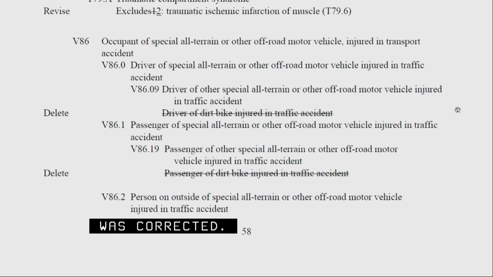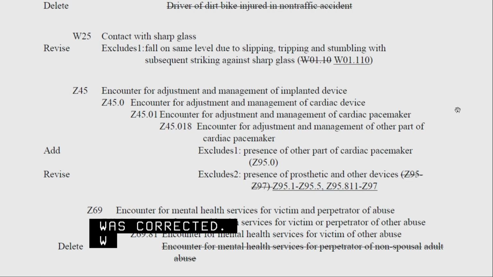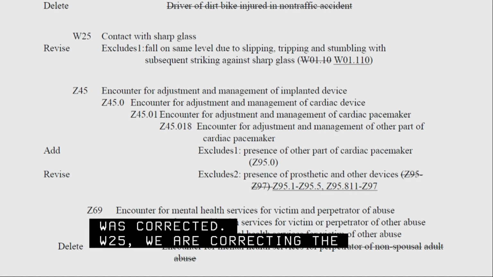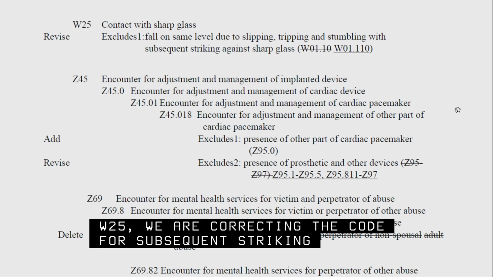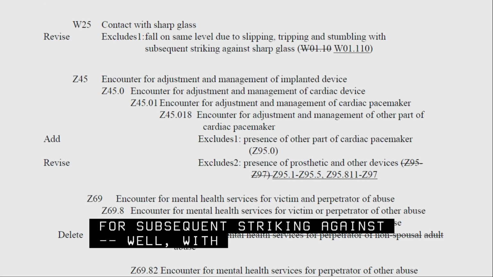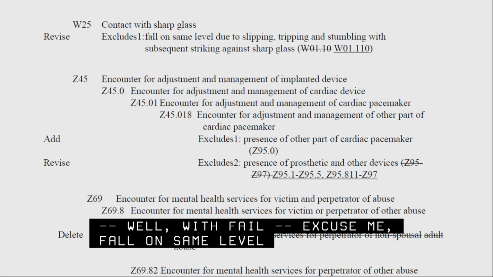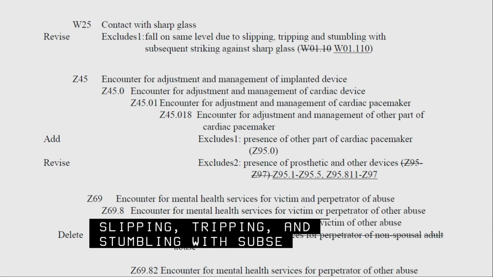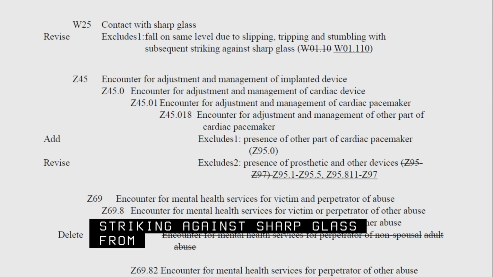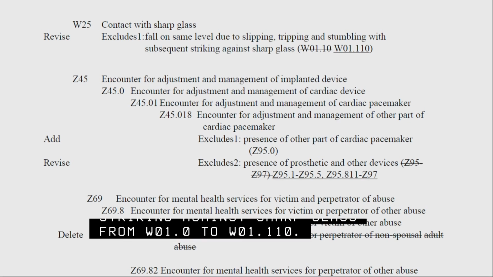At W25, we are correcting the code in the excludes 1 note for subsequent striking against, with fall on same level due to slipping, tripping, and stumbling with subsequent striking against sharp glass, from W01.10 to W01.110. And at Z45.018, that's also revising a code range.